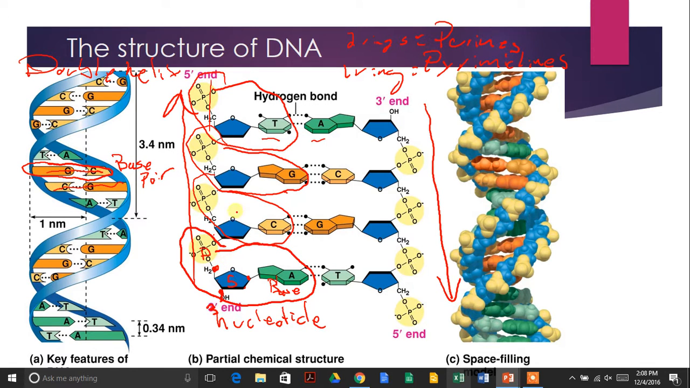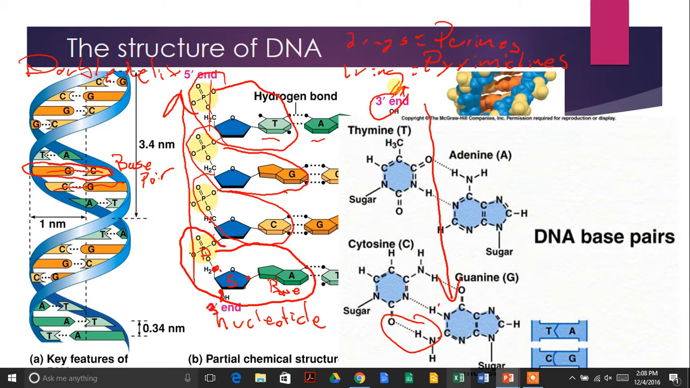So in this DNA, all of the 5 ends are pointing this way, and all of the 3 ends are pointing down. It's just the opposite on the other strand. That's what a 3 and 5 end means, and that's what is meant by anti-parallel. The 5 end on one strand is the same direction as the 3 end on the other. So this is what Watson and Crick were able to deduce.